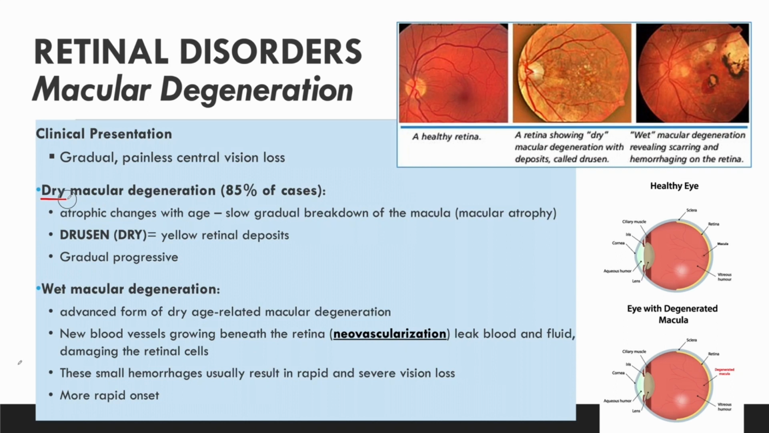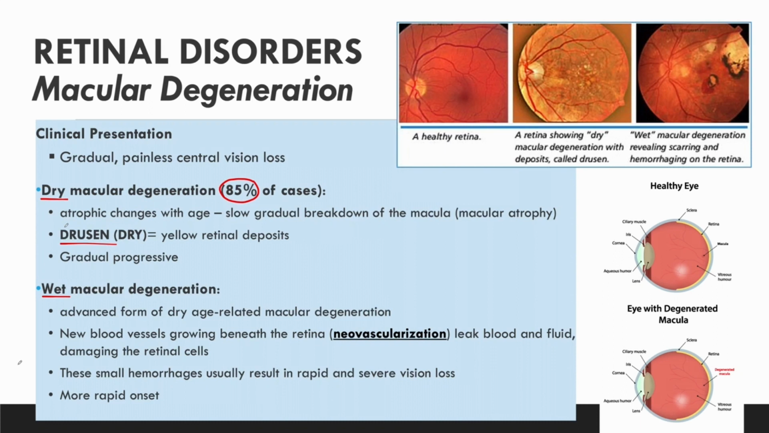So there are two types of macular degeneration. We have the dry macular degeneration and the wet. Now the dry is way more common. You see 85% of the cases are dry. And by dry, it means it doesn't have a lot of hemorrhage involved. There's not a lot of leaking. Basically what you get is atrophy, just like everywhere else in the body as we age. And you get breakdown of the macula, which is that dark, dense area within the retina. And you get these yellowish tinged deposits called drusen.